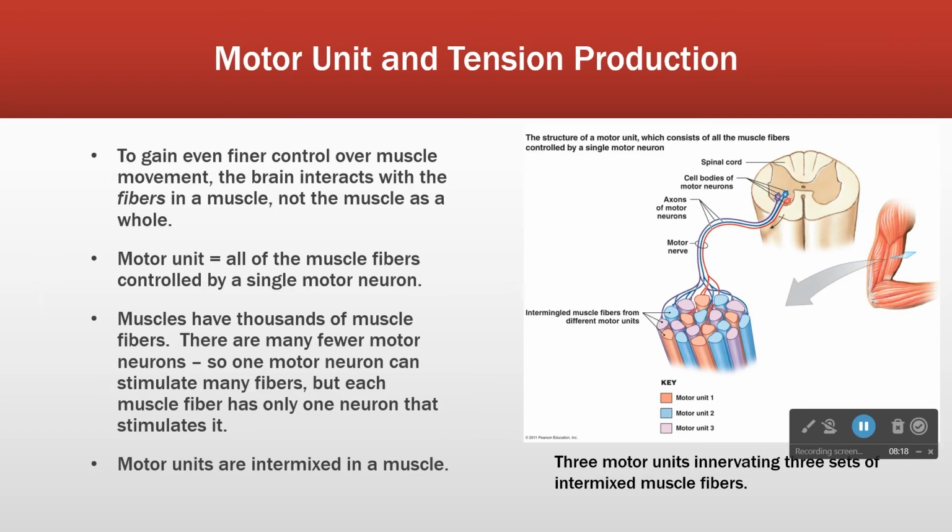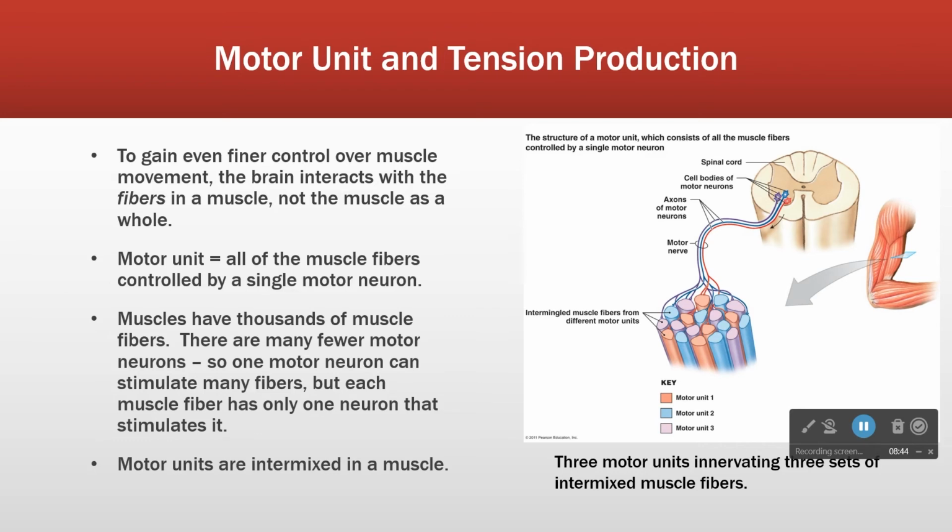All right? Now, the variance here, the difference, is that some muscles have a lot of motor units. Some muscles have only a few motor units. Okay, that's one variable. Another variable is some muscles are really big, some muscles are really small. So the total number of fibers in a muscle also varies.